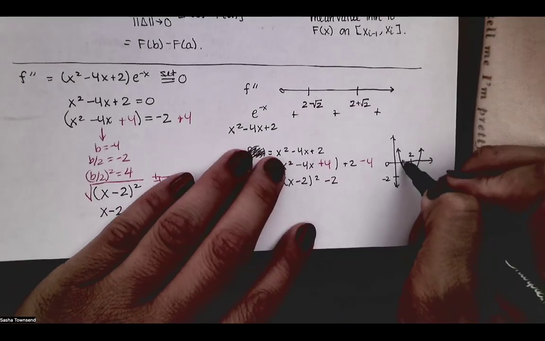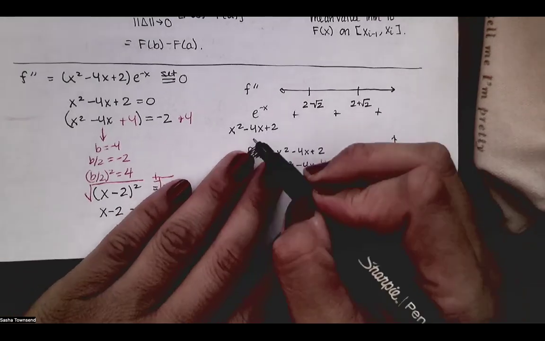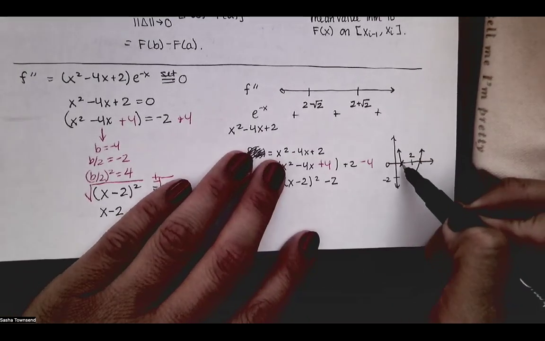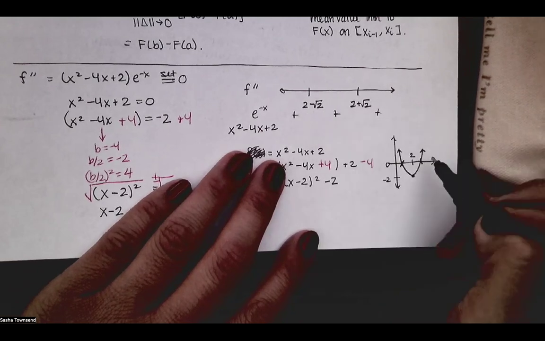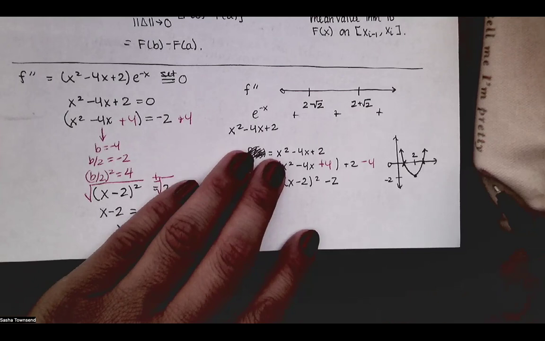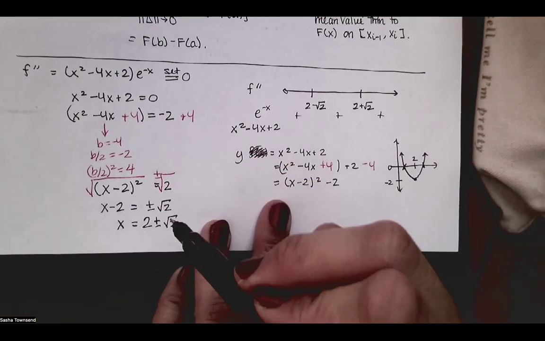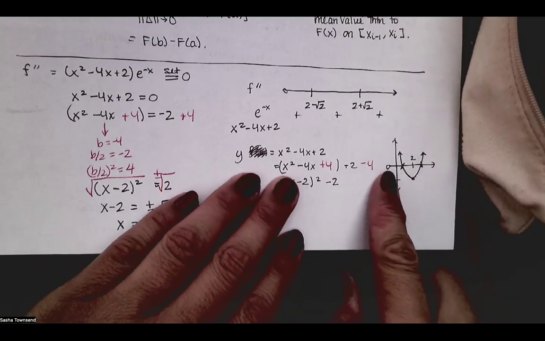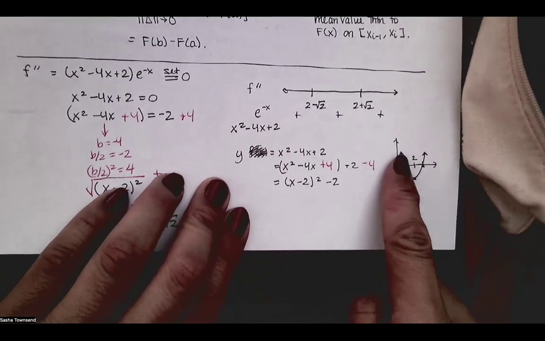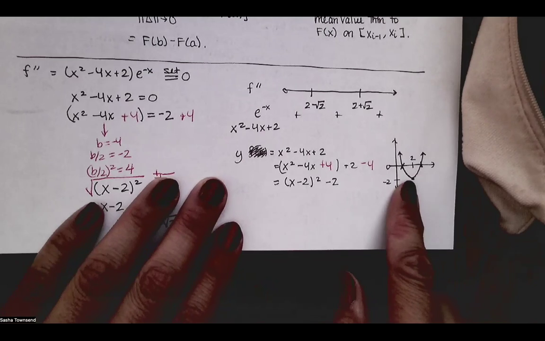Well, the 3 intervals are determined by those zeros. This function was 0 at this x value and this x value. This x value is 2 minus the square root of 2, and this x value is 2 plus the square root of 2. And we found those by completing the square as well. So how can I determine the sign of this function on these intervals? Well, I just look at the graph.